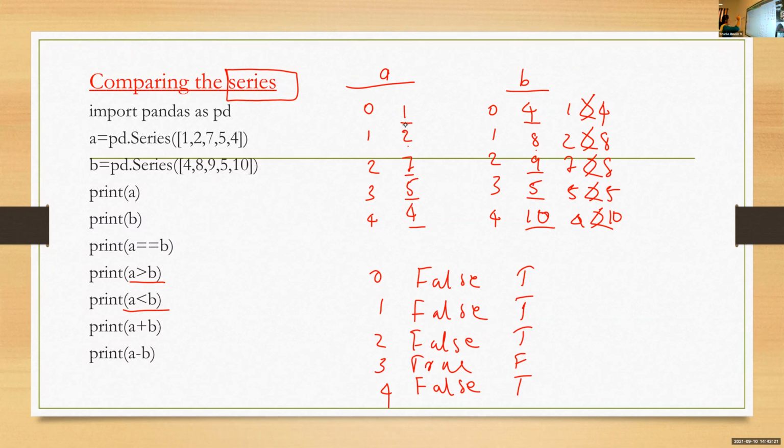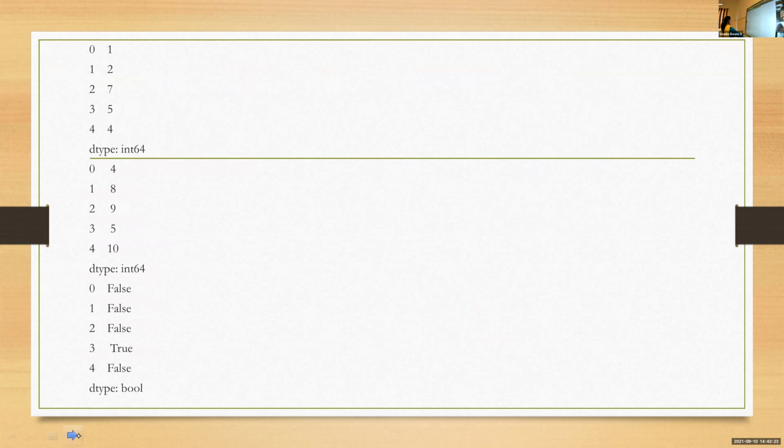And you just write the type also. Under the result, you just write the type. Here the result is bool because here the values are Boolean results.